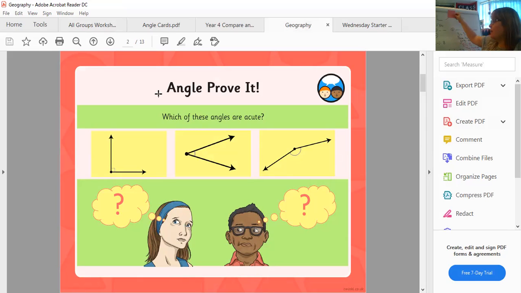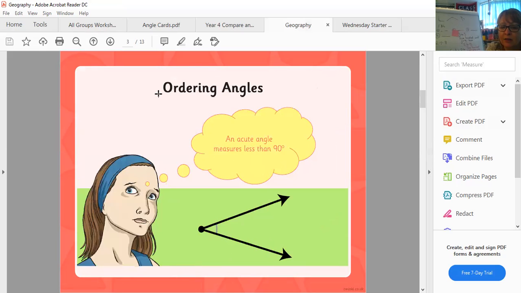But if it sits perfectly on my piece of paper, like that one does, it's sitting at 90 degrees to each other. They are a right angle. So you can use that to help you decide on the sizes.